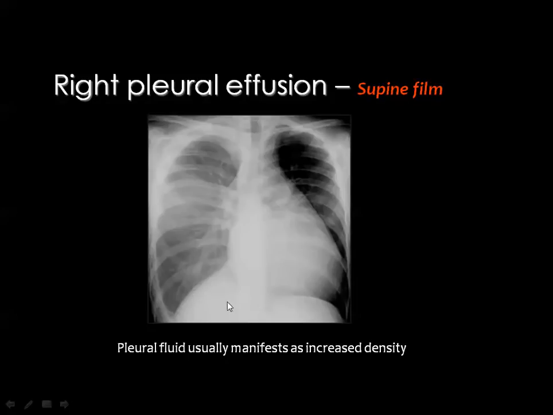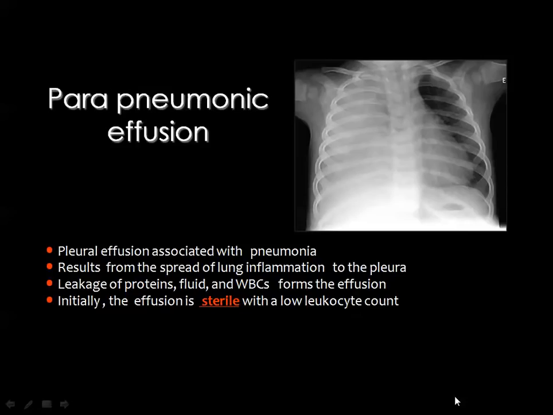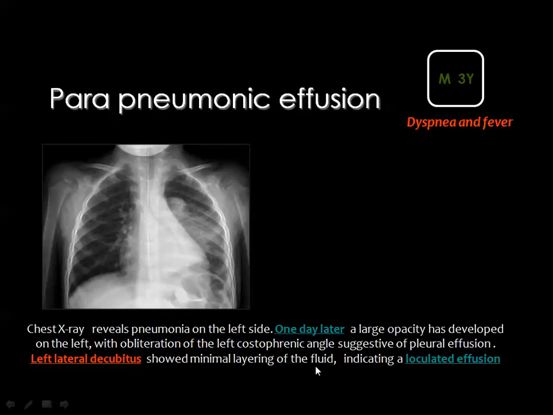Then, if you know that this is a supine radiograph, then you know that this should be due to the presence of pleural effusion. And pleural effusion is usually associated with pneumonia due to the spread of lung inflammation to the pleura. At first, the effusion is usually sterile with low leukocytic count, and after that, it will be inflamed, and you will see evidence of inflammation in the effusion.